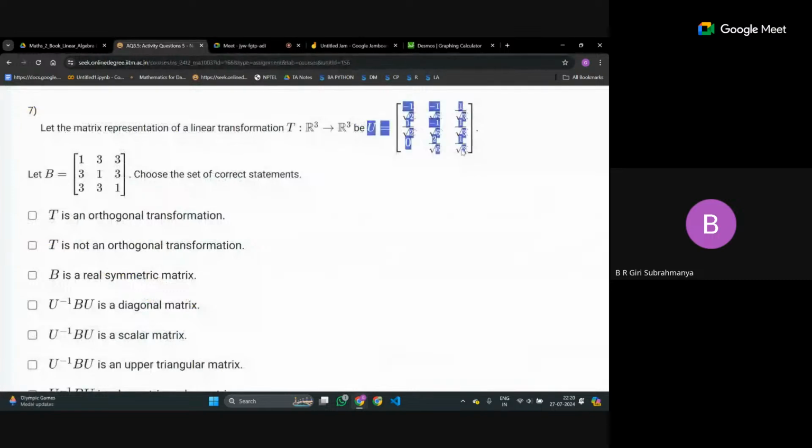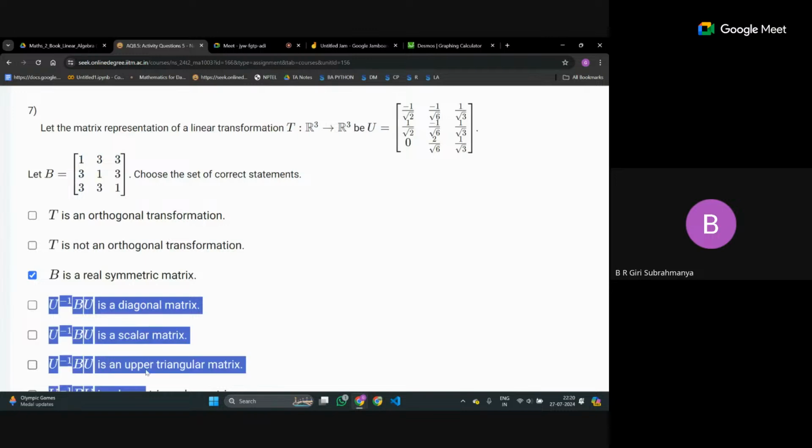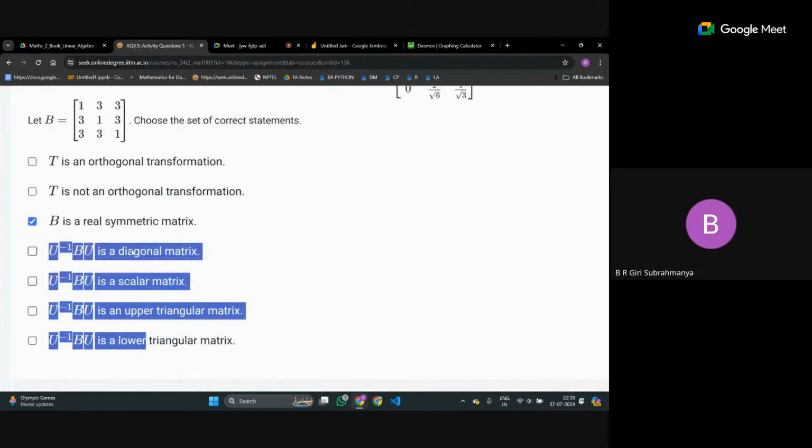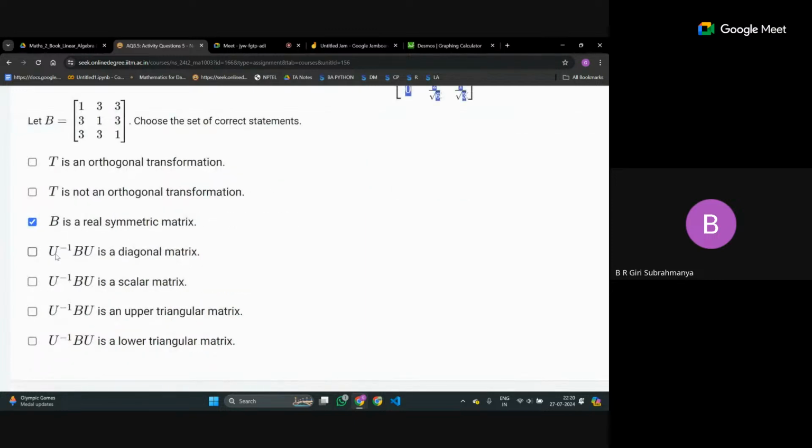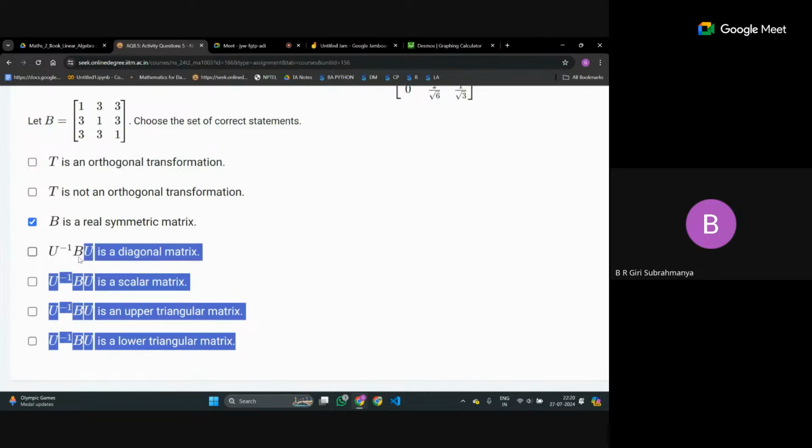You have to find that. If that is the case, then T will be an orthogonal transformation. Otherwise, it will not be. And you can see B is a symmetric matrix, right? B is a symmetric matrix. U inverse BU, again we have to multiply these things. You have to find U inverse. If it is an orthogonal transformation, you can just find the transpose and you will get the inverse, right? You have to multiply everything and see which of the following options are correct.